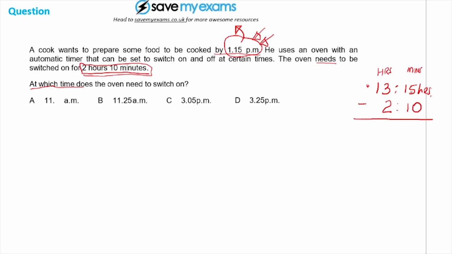We subtract. So here we say 15 minus 10, you remain with 5. This is in the minutes. Then in the hours, it's 13 minus 2, we have 11. So in other words, it's at 11:05 that the stove must have been switched on. 11:05 hours, which is the same as AM in the 12-hour clock system. So if you come here, 11:05, what answers do we have? We have 3 p.m. and 3:25 p.m. These two can't work because this is the time after 1:15. The question says the cook wants to prepare some food to be cooked by 1:15. It means by 1:15 the food should have been prepared. So it can't be after.